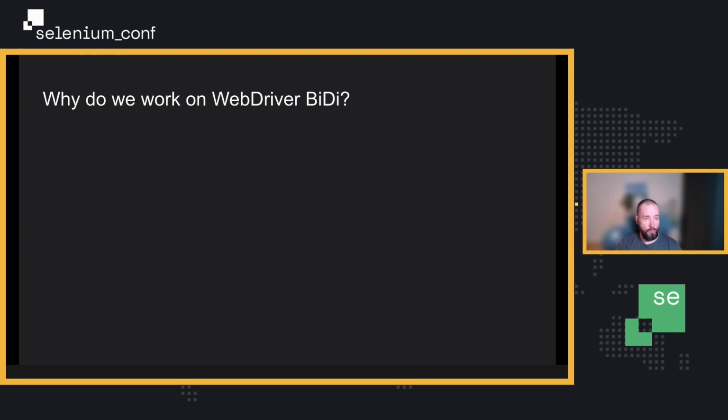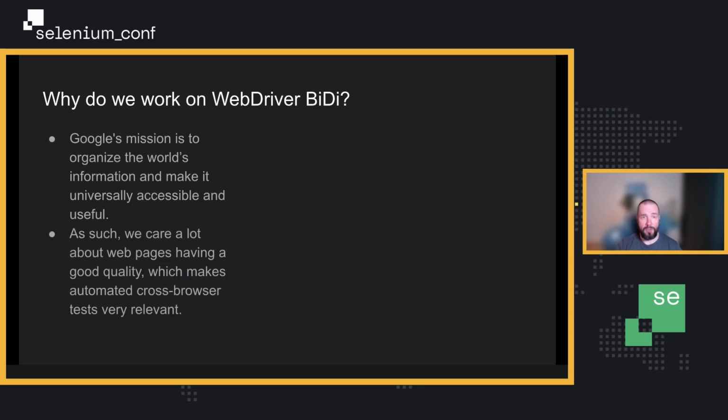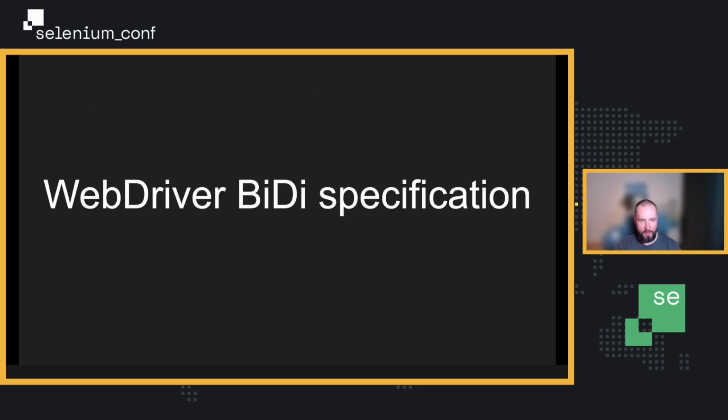So why do we work on WebDriver BiDi? Because Google's mission is to organize the world's information, make it universally accessible and useful. And as such, we care a lot about web pages having good quality, which makes cross-browser tests very relevant. So what does a new protocol mean? The protocol should have specification, verification, and implementation. Let's get into the details about that.